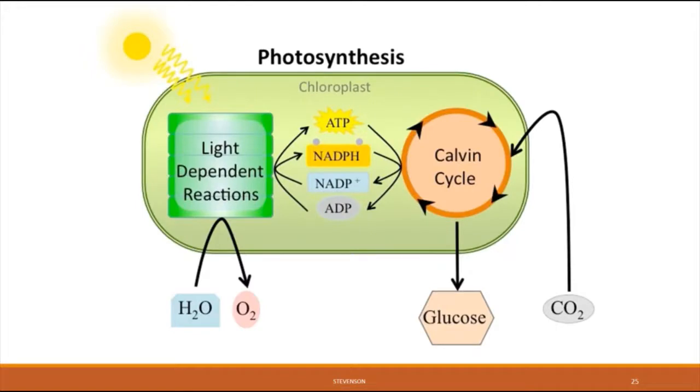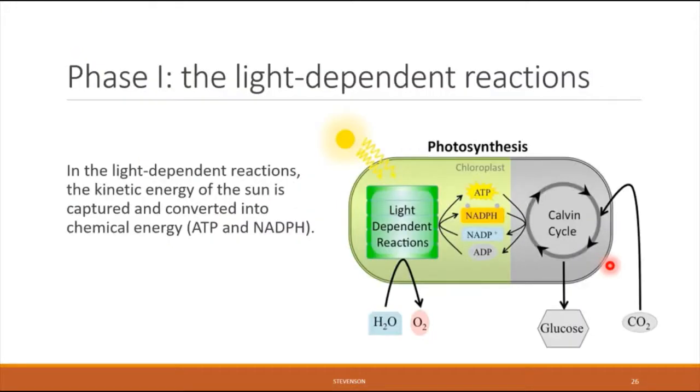So now that we've reviewed the principles of light and how it gets captured, we can move on to talking about the topic at hand, which is photosynthesis. And as we mentioned, the whole process is divided into two separate stages, the first one being called the light-dependent reactions, which you see on the left, and the second one being called the Calvin cycle, which you see on the right. So we will start with phase one, the light-dependent reactions.